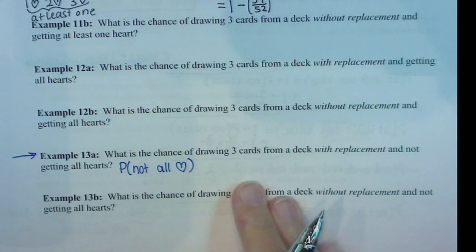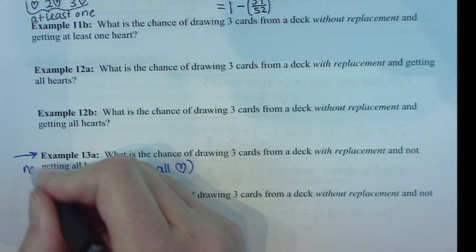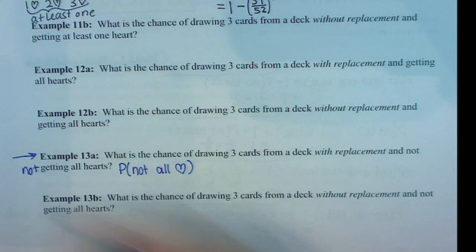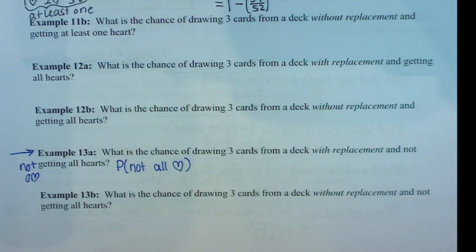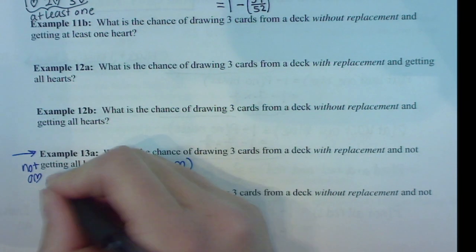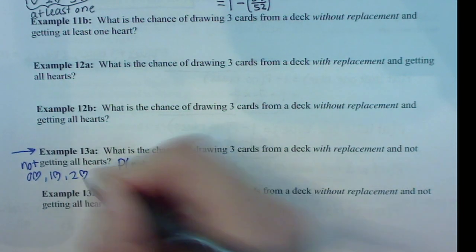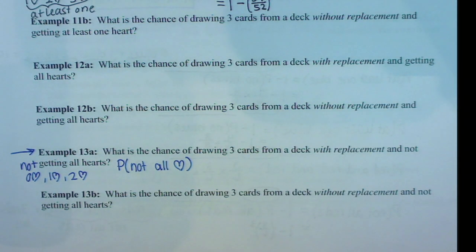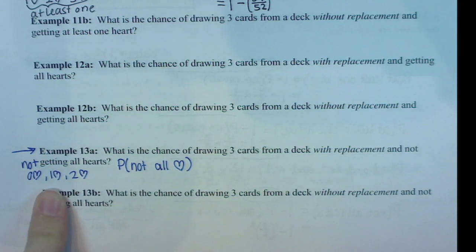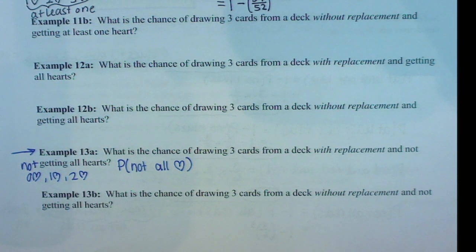If I draw 3 times, not getting all hearts, well, that means I could get 0 hearts, right? That would be not all hearts. Or even if I get 1 heart, that would be not all hearts. If I got 2 hearts, that would still be not all hearts. The only thing that's not included in not all is all. So instead of calculating, I could calculate this directly. It's possible, but I'd have to find 3 separate probabilities, and I don't want to do that. I want to use my rule.